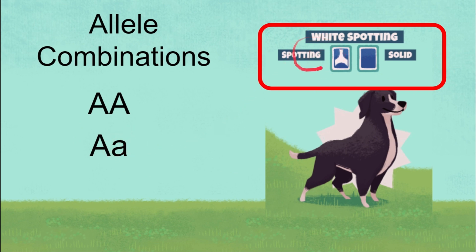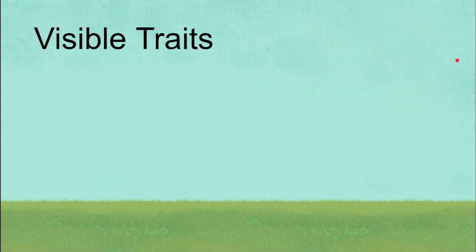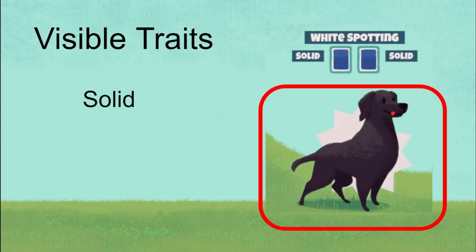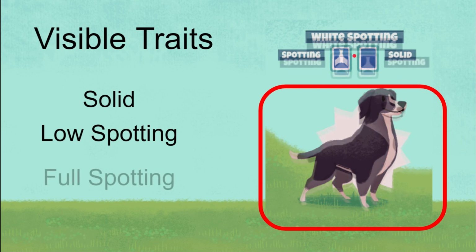Lastly, a dog can have 2 spotting alleles. The spotting alleles are represented by 2 lowercase a's. A dog with 2 solid alleles will have the solid trait. A dog with 1 solid allele and 1 spotting allele will have a low spotting trait. A dog with 2 spotting alleles will have the full spotting trait.